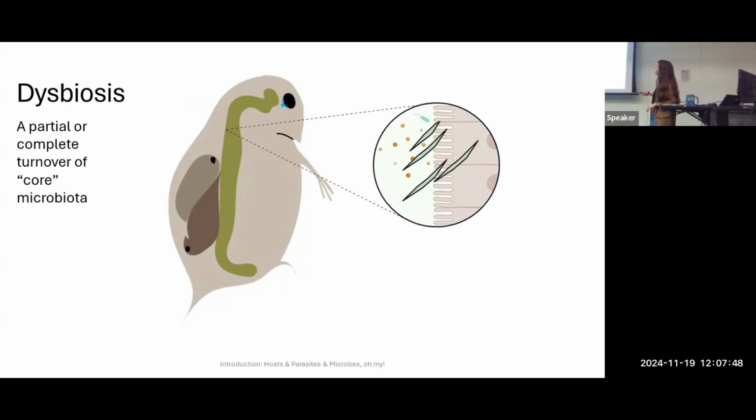Now, dysbiosis is characterized by a partial or complete turnover in a core microbiota, and that core is defined by a threshold of your choosing. And so what happens here is that the parasite spores interact and they cause a reduction in the alpha diversity of the community present in there. This is really a stochastic shift. There's no determined way, there's no adaptive response.